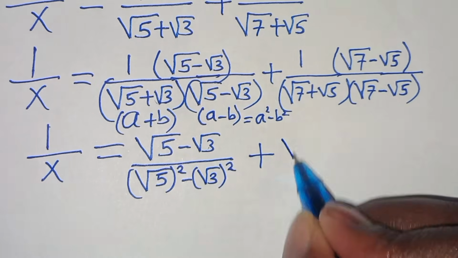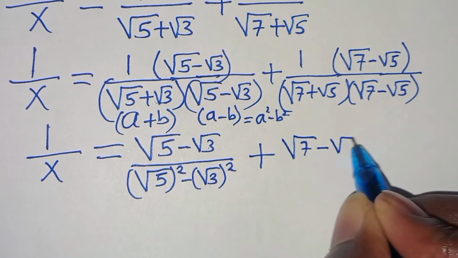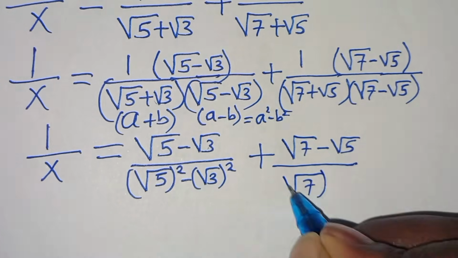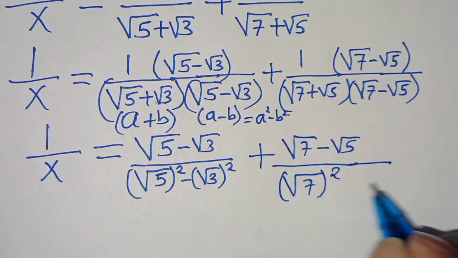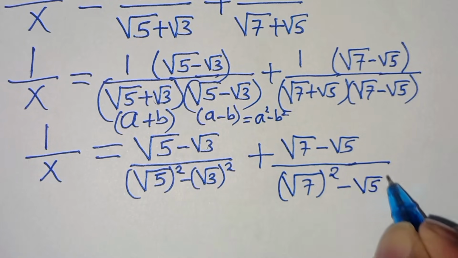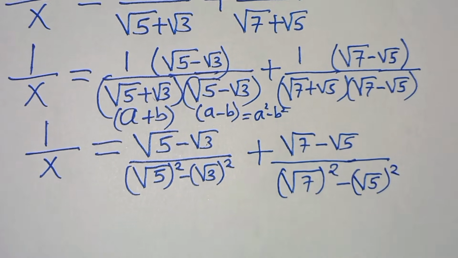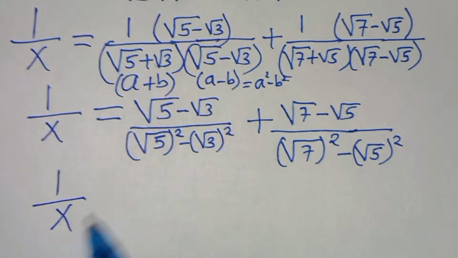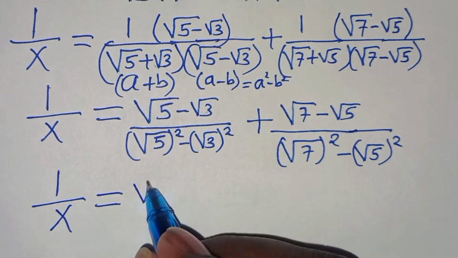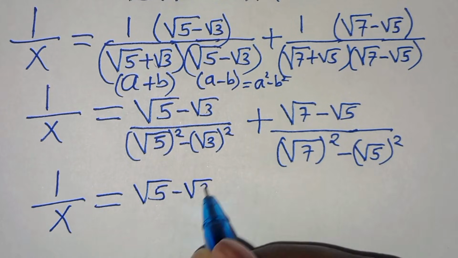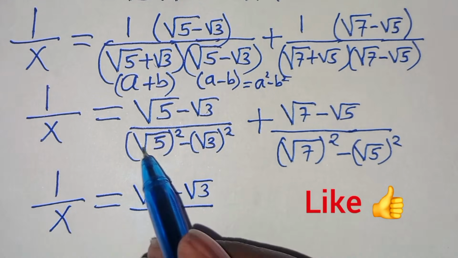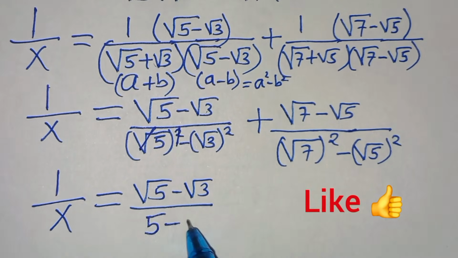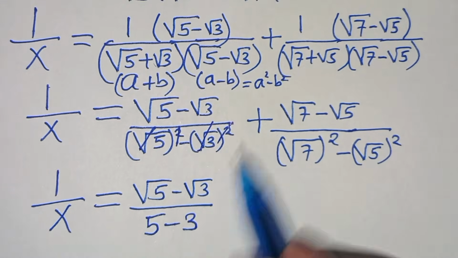here we have square root of 7 minus square root of 5 divided by, the same case here, square root of 7 to the power of 2 subtract square root of 5 raised to the power of 2. So we have 1 over x, this is equal to square root of 5 subtract square root of 3 divided by, now this is square root of 5 to the power of 2. This means we eliminate the square root sign. So this is 5 minus 3. We eliminate the square root sign, this is 3.